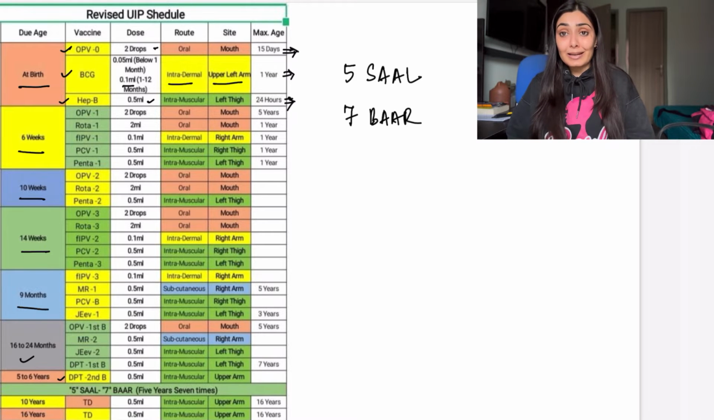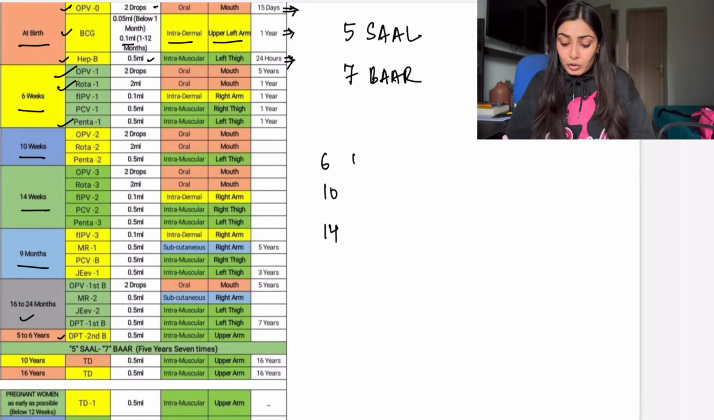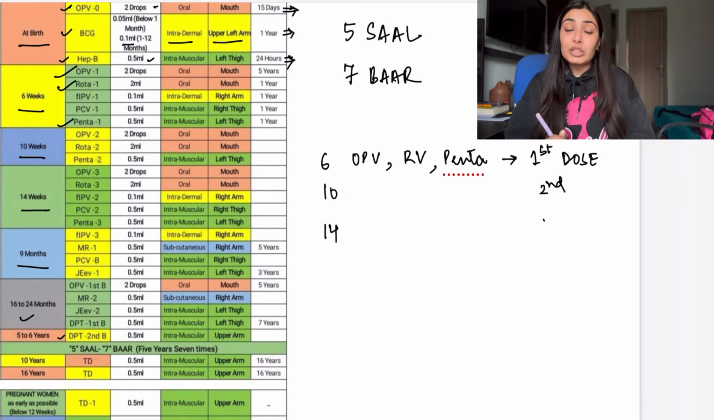Now coming to 6, 10 and 14 weeks. Why am I clubbing this? Because most of the vaccines are overlapping. The overlapping vaccines include pentavalent vaccine, OPV vaccine, and rotavirus vaccine. So you can see at 6, 10, and 14 weeks, these 3 are common. I'm going to give OPV, rotavirus vaccine, and pentavalent vaccine. At 6 weeks, it is going to be the first dose. At 10 weeks, the second dose, and third dose at 14 weeks.